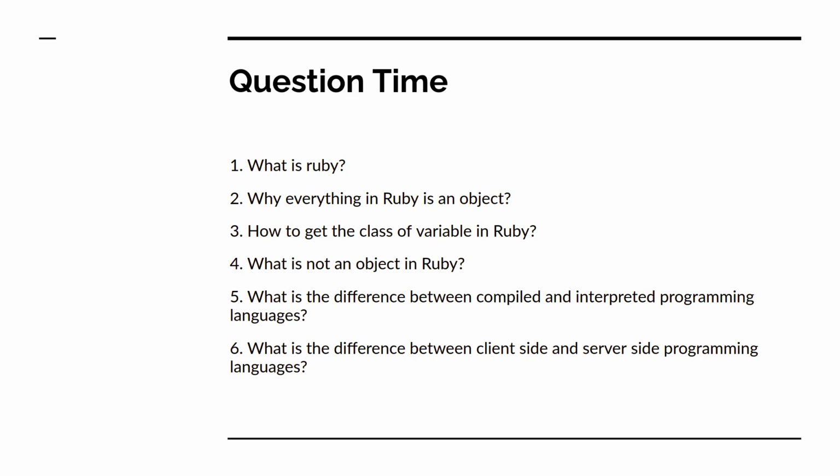So let's summarize this video, what we have learned so far. We discussed the introduction of Ruby. We discussed what server side scripting languages are, interpreted and compiled programming languages, how the class of an object is decided at runtime, what Ruby is, why everything in Ruby is an object, and the difference between client side and server side and compiled and interpreted languages. So this is the summary of the video, and that's it for this video.